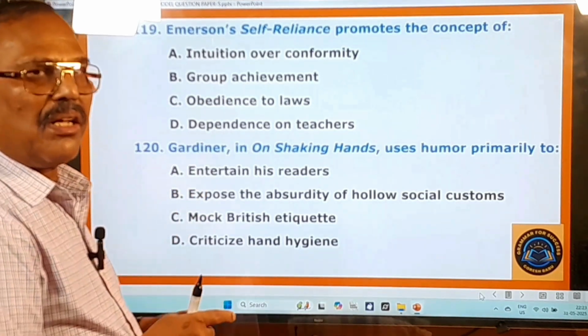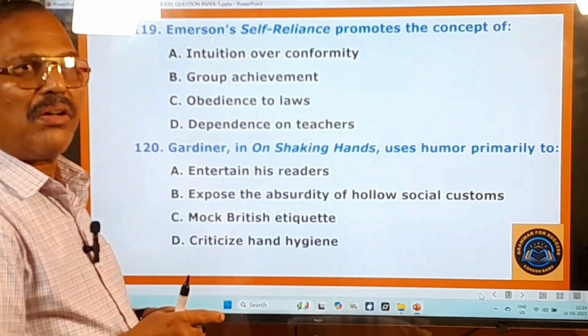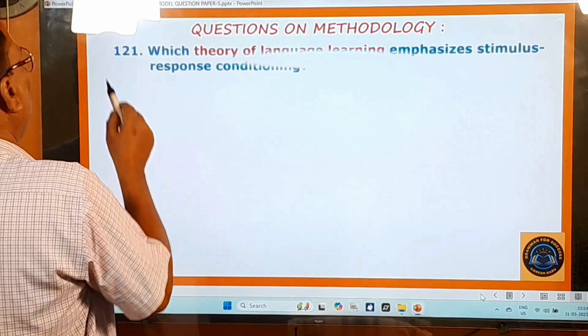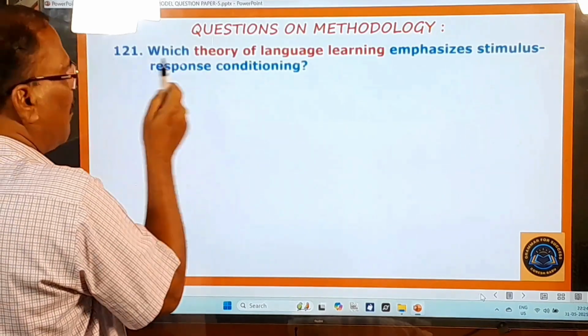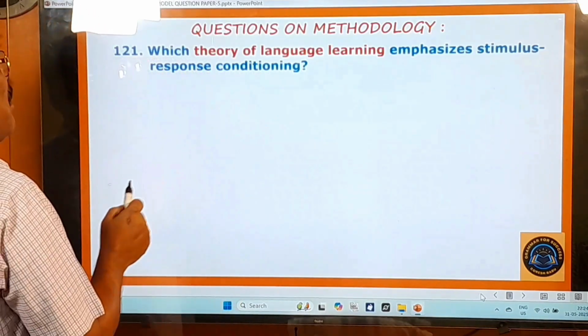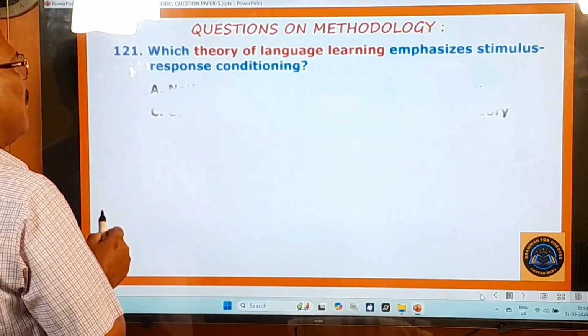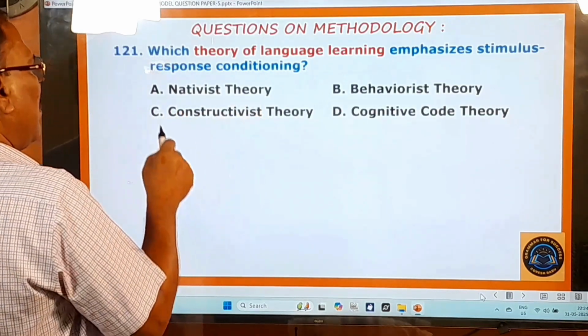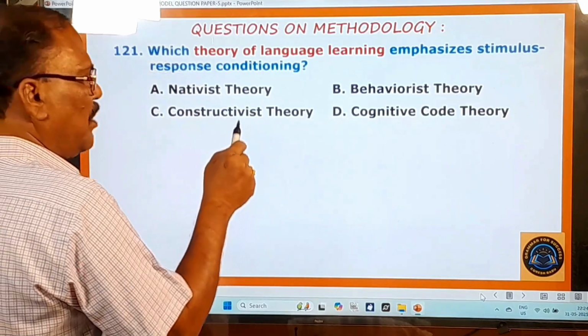Now, let us look at the questions given on methodology. Questions on methodology. 121st question. Which theory of language learning emphasizes stimulus-response conditioning? Nativist theory, behaviorist theory, constructivist theory, cognitive code theory.